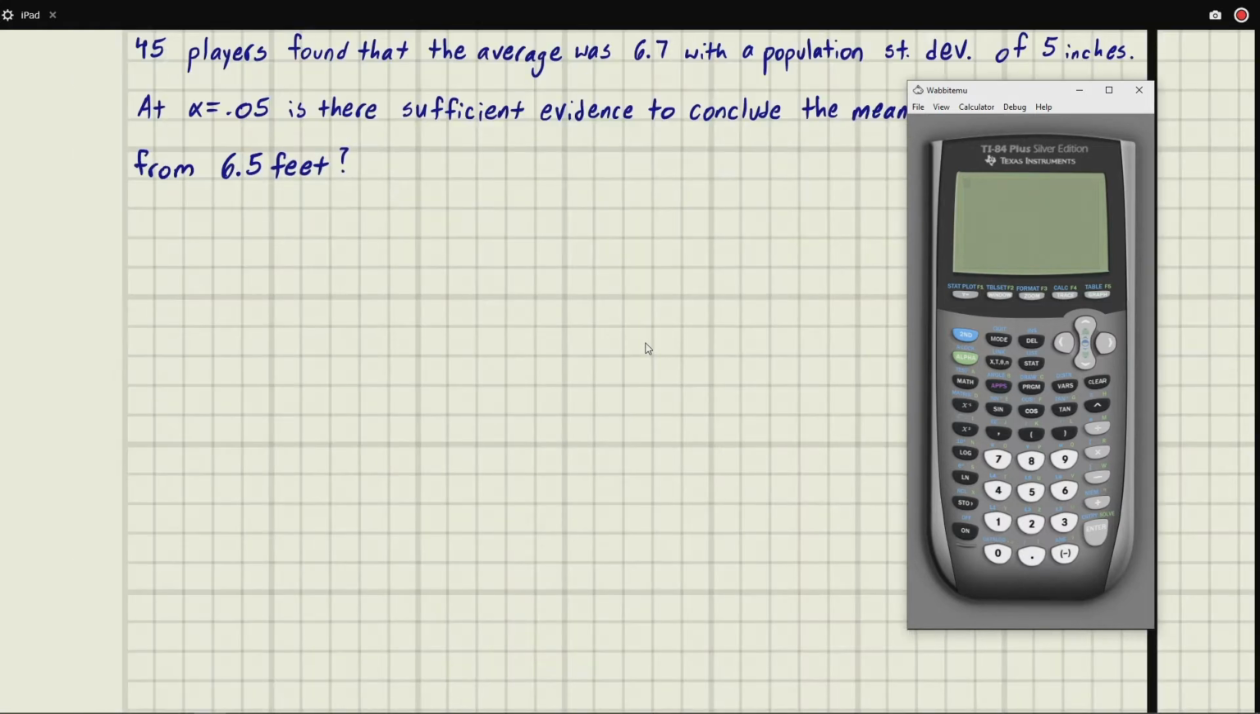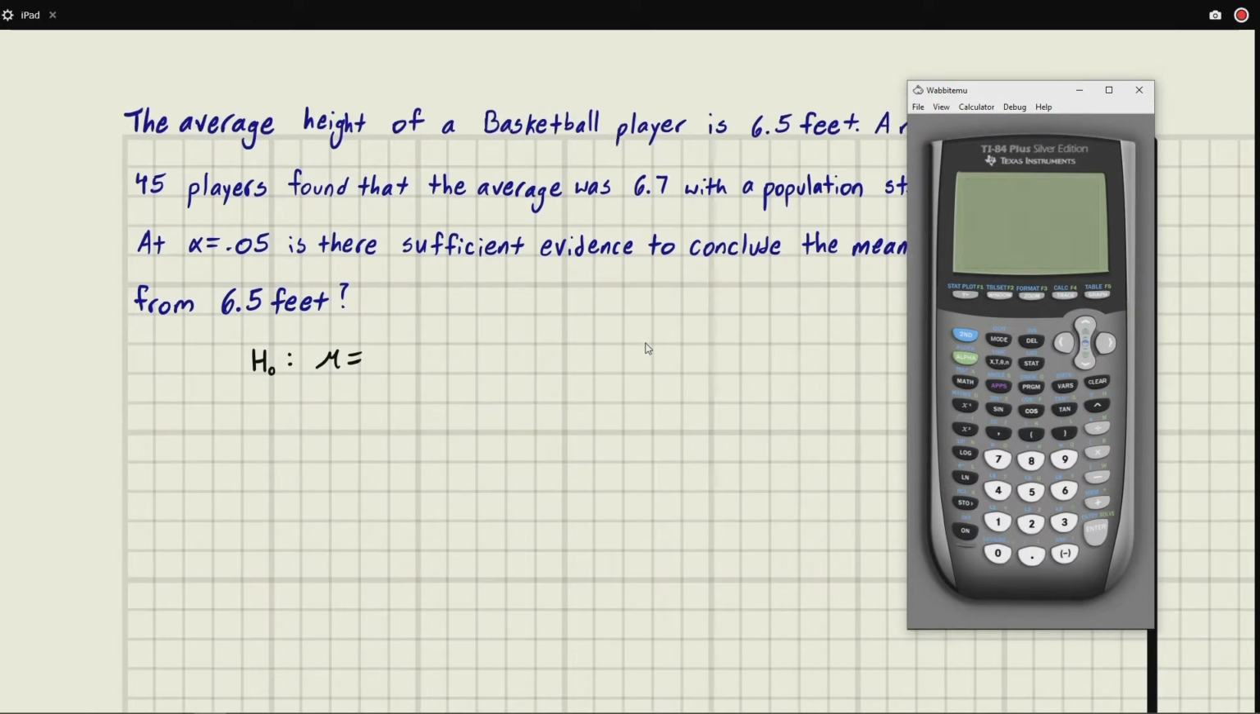So for our first part, we have to write down the null hypothesis. And this is going to be that the mean is equal to something. In this case, we're talking about a height of 6.5 feet.